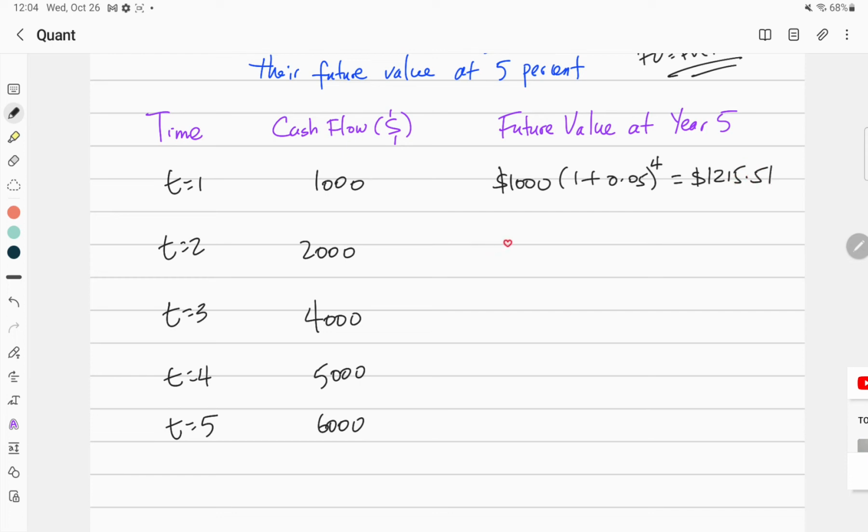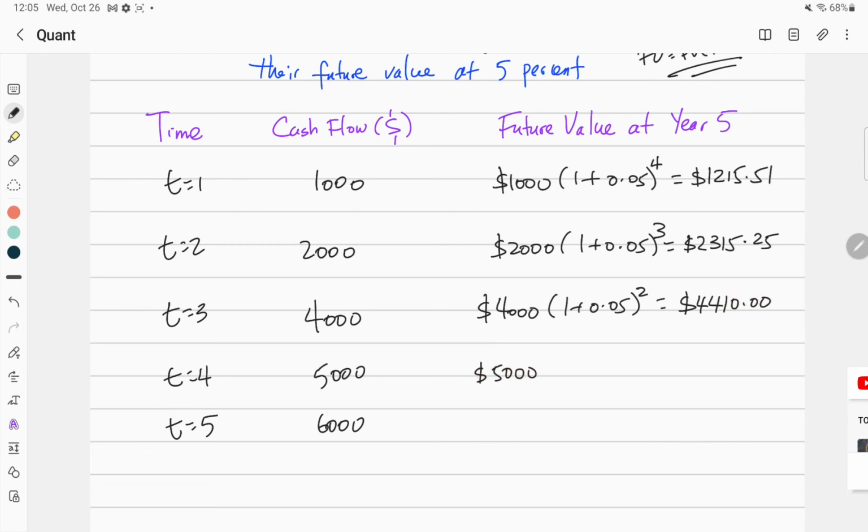And in the same way, we're just going to keep calculating the future value for each cash flow occurring at the end of each year. So this will give us $2,315.25. For this one, we have 4,000 times (1 plus 5% interest rate) raised to 2, because this is going to be for 2 periods or 2 years, and this is going to be $4,410.